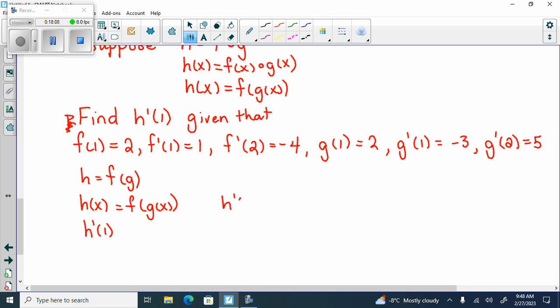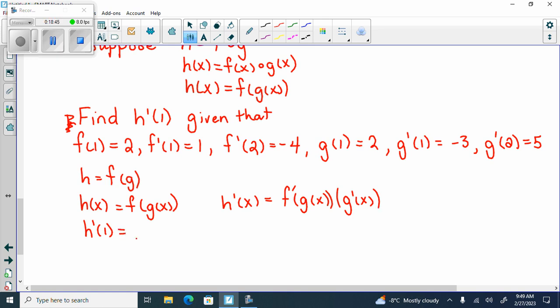So I go h prime of x equals what? What are we going to do? So f of g of x, f prime of g of x, equals, oh my gosh, chain. Help me. What do we multiply behind this? That's technically what we would have, right? What we're doing with a 1.